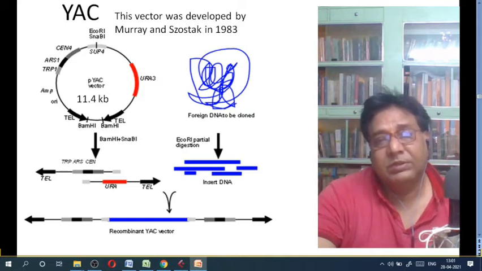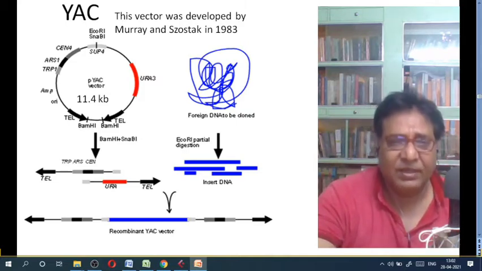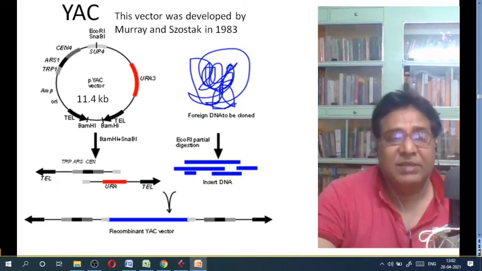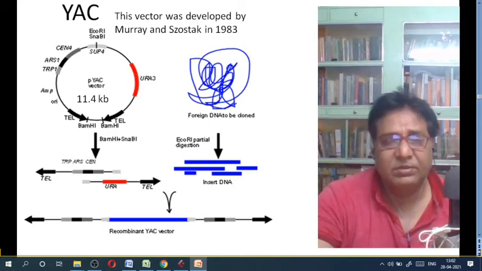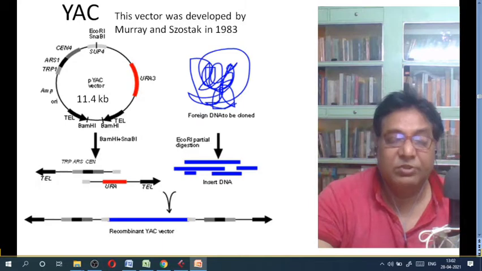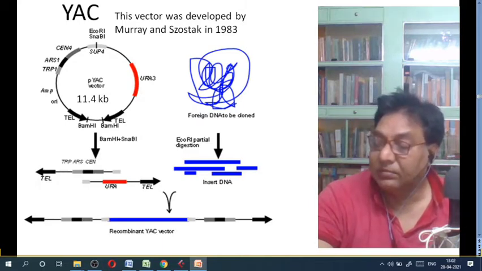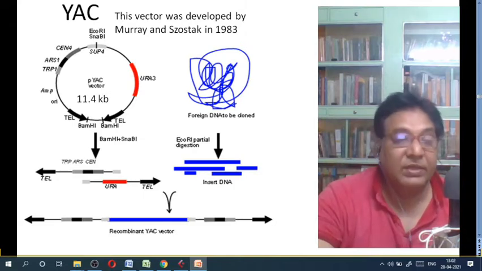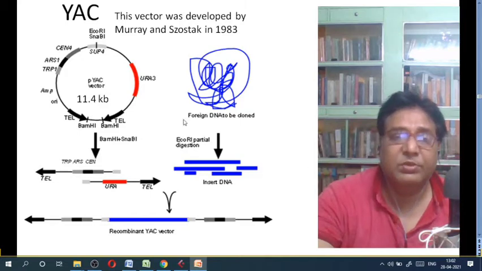Now coming to the high-capacity cloning vectors, we will talk about two such vectors, YAC and BAC. The YAC vector is an artificial chromosome. It was developed in 1983 mainly for genomic research. It began with the Human Genome Project particularly. The first genome sequenced was Haemophilus influenzae, I believe, and then the Human Genome Project was also going on.